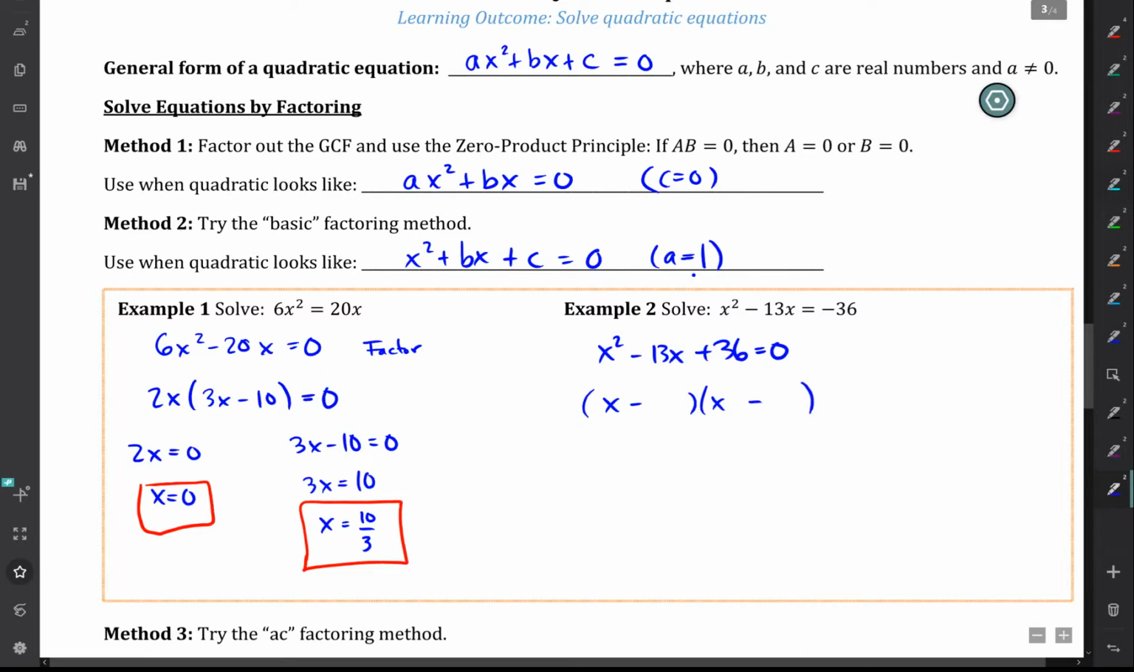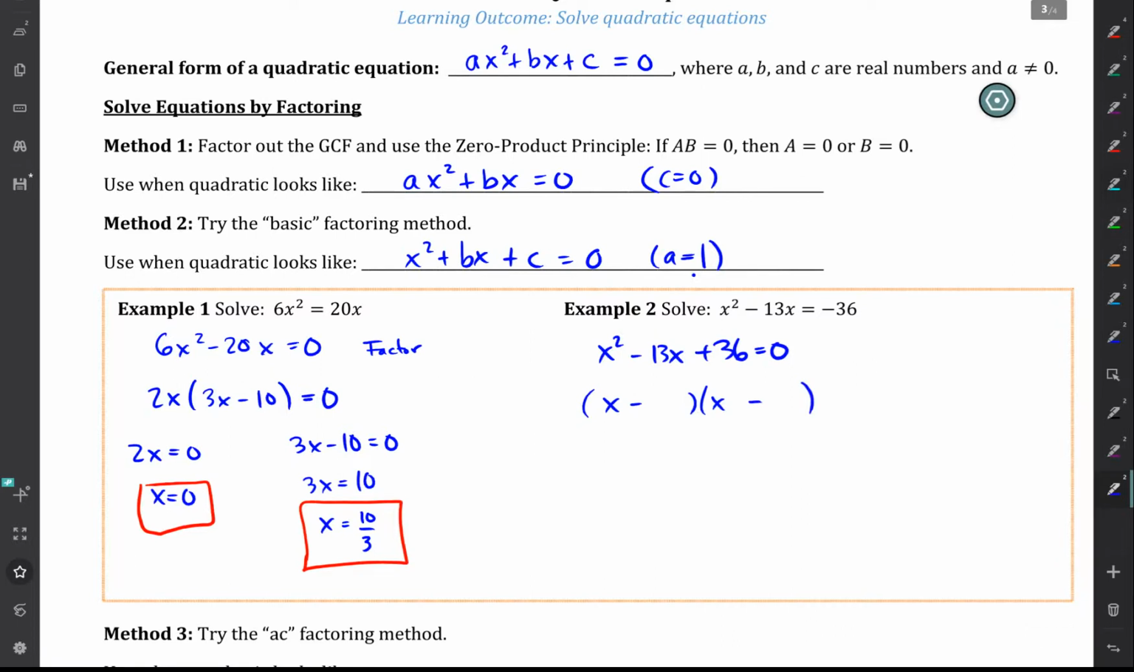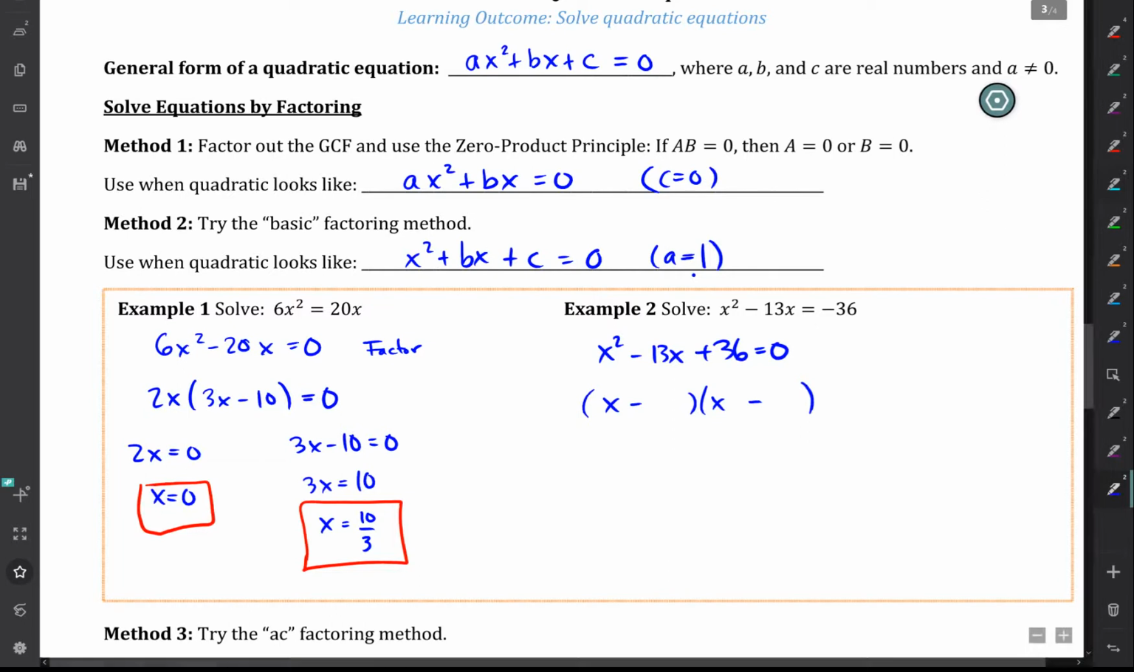And in this case, we're looking for things that will multiply to give us 36 and add up to be negative 13. And so if you think of factors of 36, you have 1 and 36, 2 and 18, 4 and 9, and 6 and 6. And of all those, 4 and 9 are the ones that add up to be 13. So I should have x minus 9 and x minus 4.